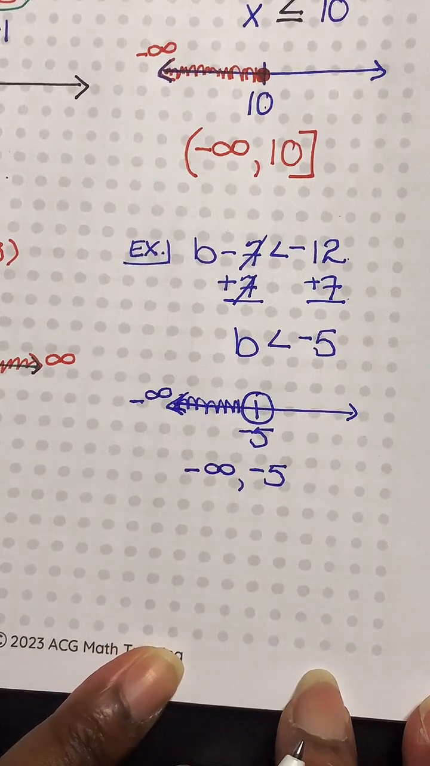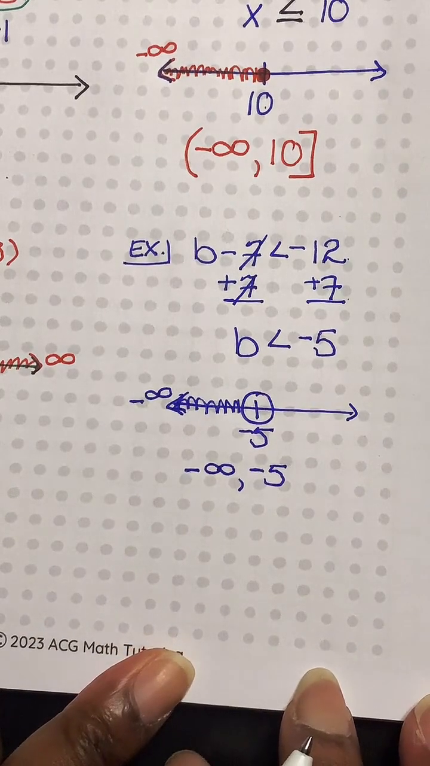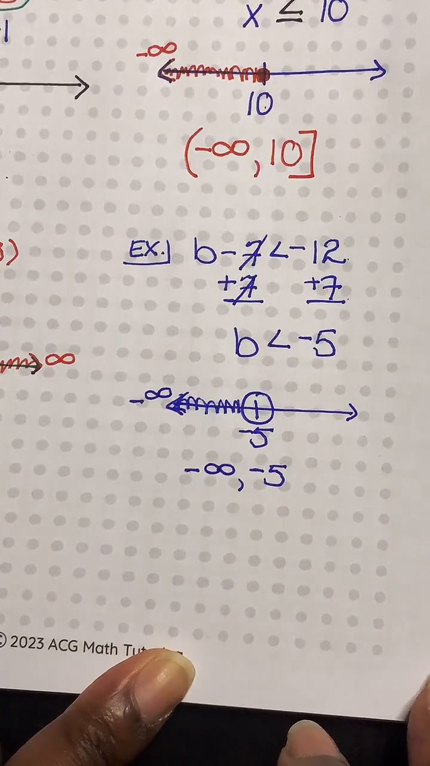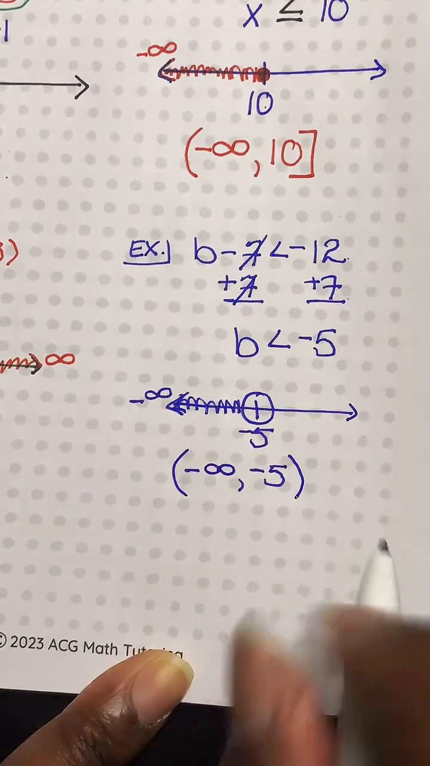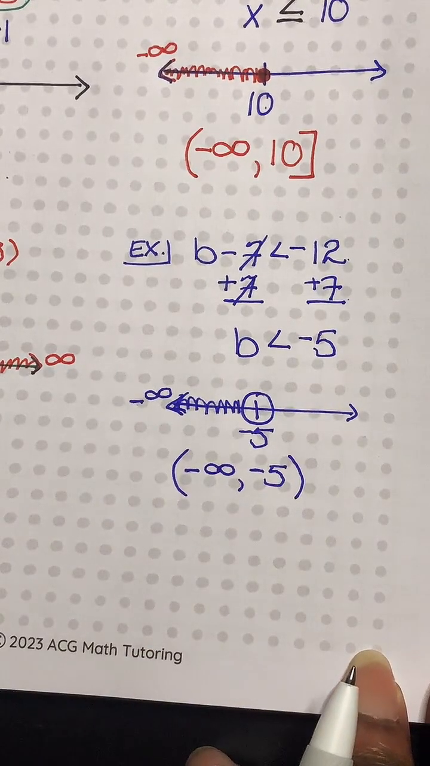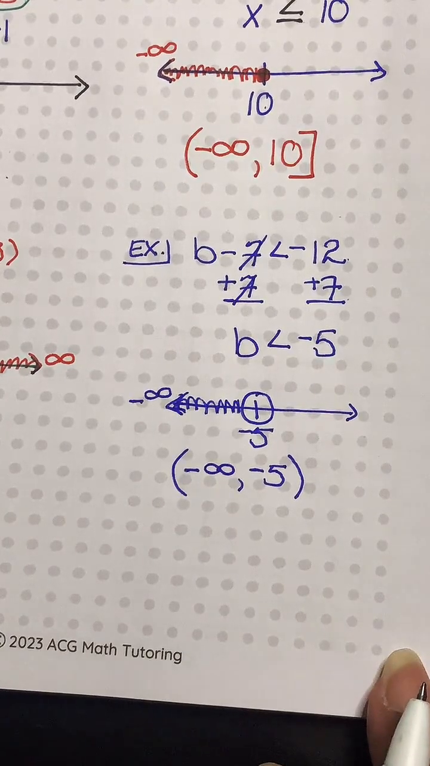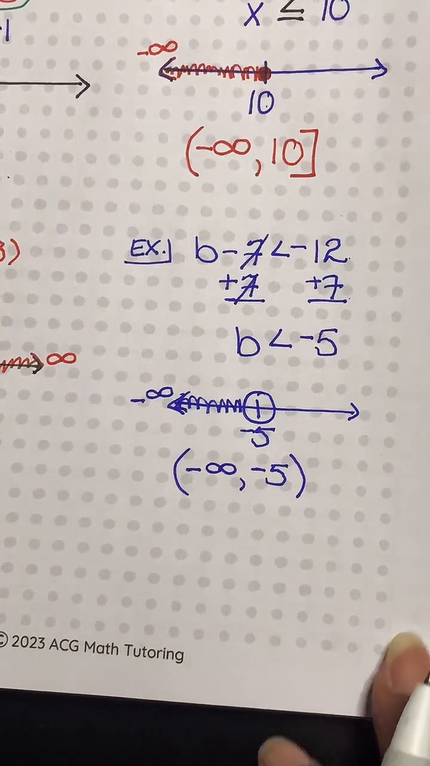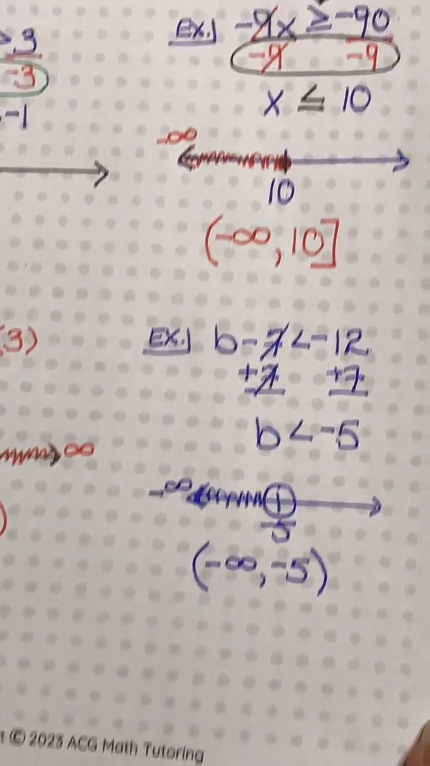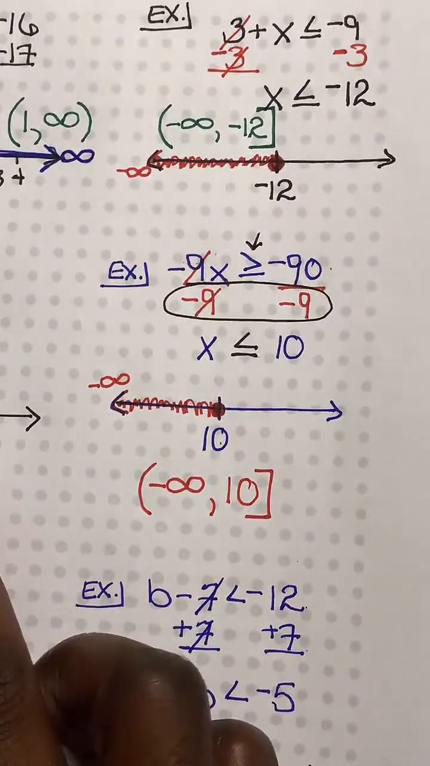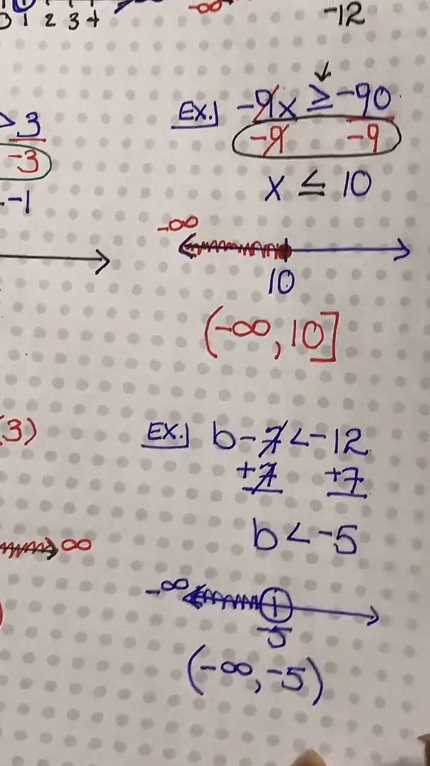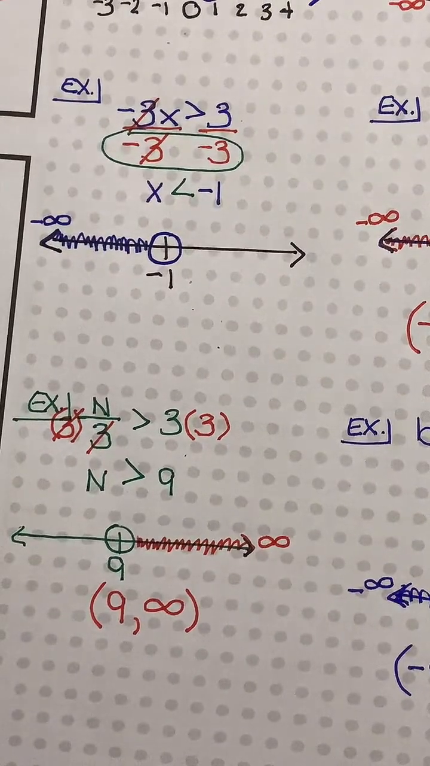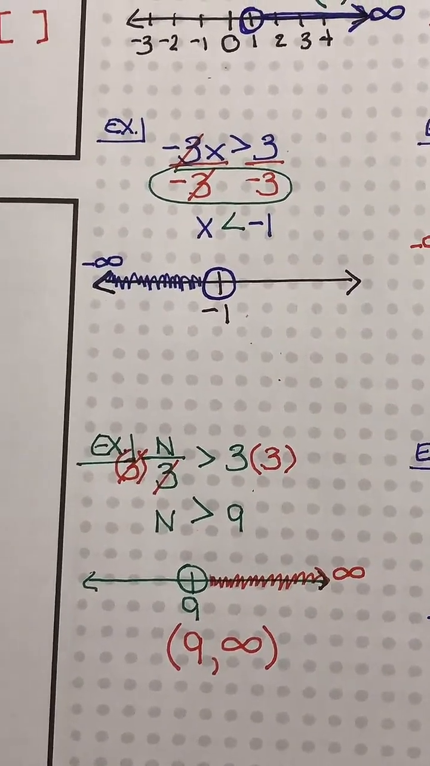And all of them are going to be parentheses. Good job, guys. Very nicely done. All right. So those are your one-step inequalities. The only ones that you really have to pay attention to is when you're multiplying or dividing by a negative number, because that's when you are switching your inequality symbols.